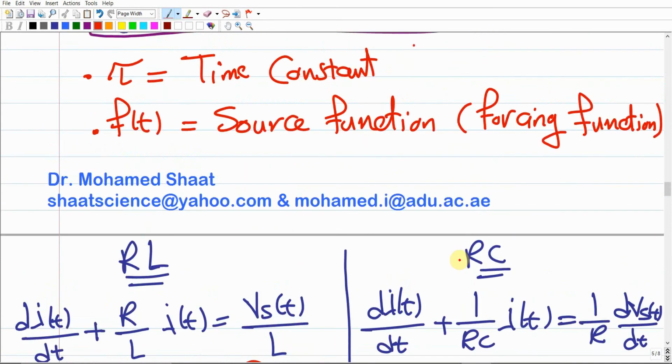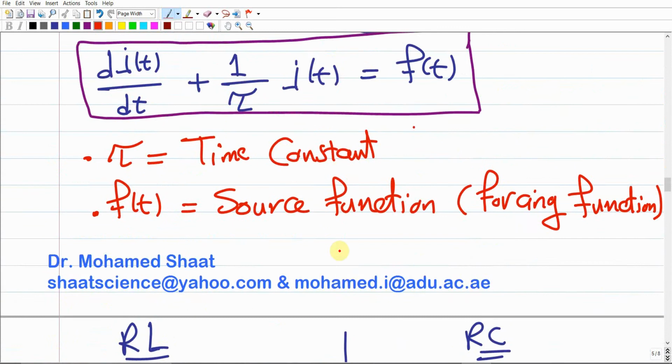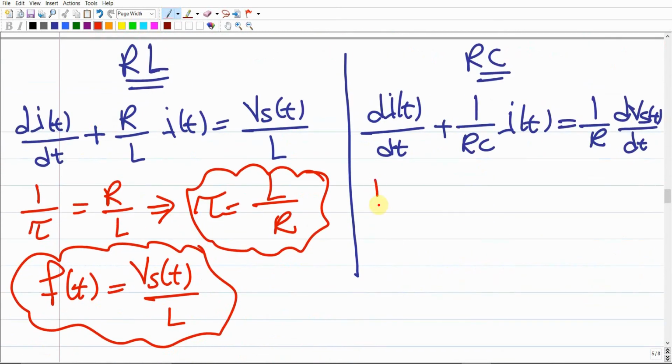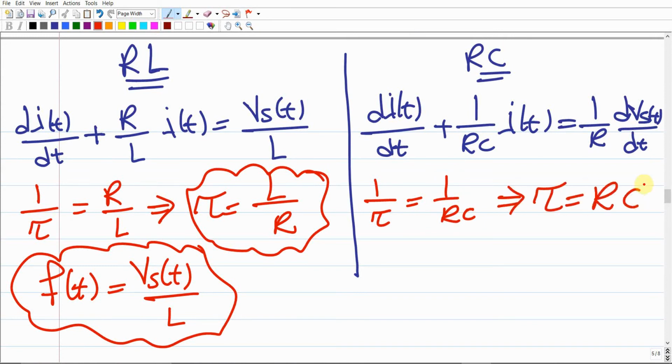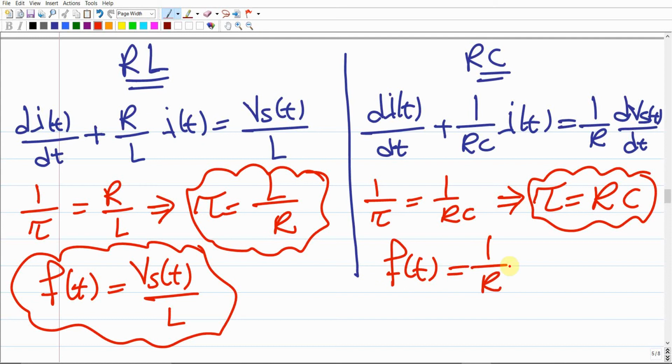Let us do the same for the RC. We're going to end up with 1 over tau equals 1 over RC. By cross multiplication, tau is going to be R times C. This is the time constant. The forcing term is the right-hand side, so F of t is 1 over R dVs of t by dt.